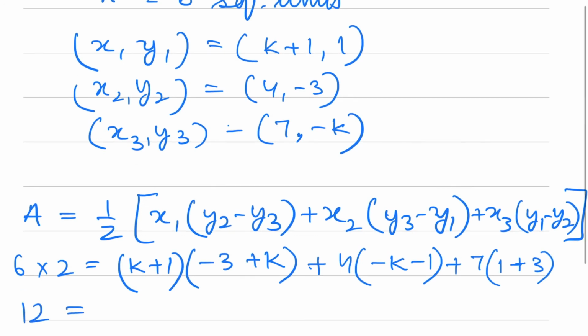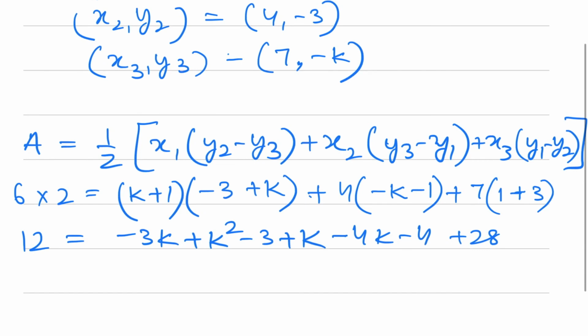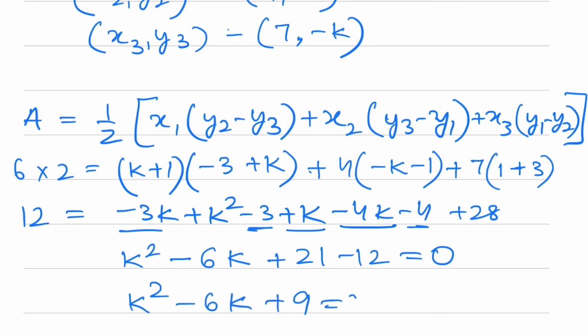So this is 12 and minus 3k plus k square minus 3 plus k minus 4k minus 4 plus 28. So we have k square and minus 3k minus 4k minus 7k plus k, so minus 6k minus 7 plus 28. So plus 21 minus 12 is equal to 0. So k square minus 6k plus 9 is equal to 0.